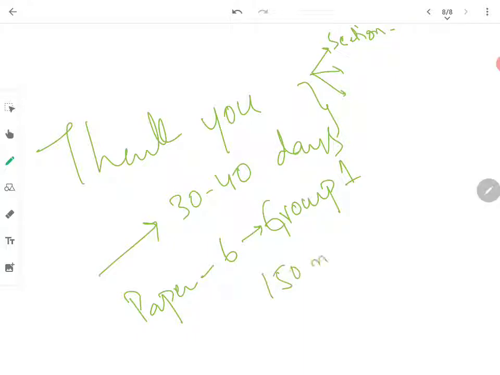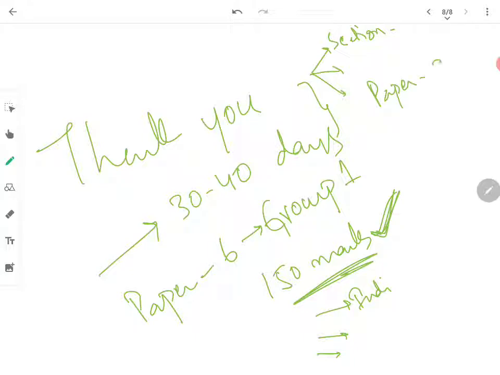150 marks are yours. Basically, less learning and more marks. Once you have these 150 marks guaranteed, you can concentrate on different papers. If, for example, you take the paper of Indian polity, there's a lot to learn. But in the case of paper 6, there's not so much to learn. Once you're thorough with everything, you can get 150 marks very easily.